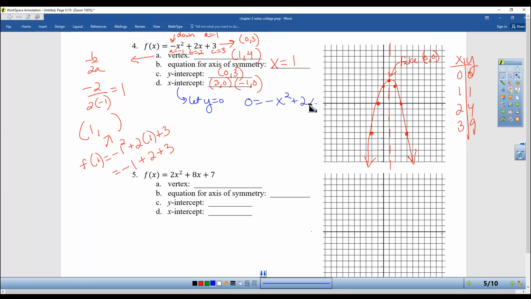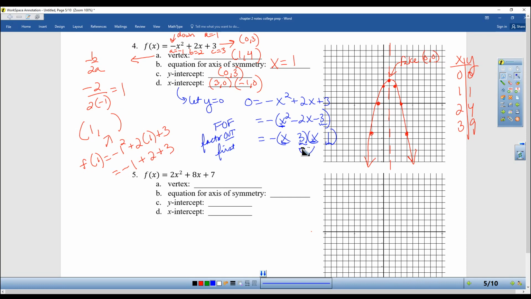And whenever you have an x squared equal to 0, factor out first. I always take whatever's in front of the x squared out. It makes it easier to factor. And then factoring, the first times the first makes the first. The last times the last makes the last. So it has to be 3 and 1. The question is just which one's negative?